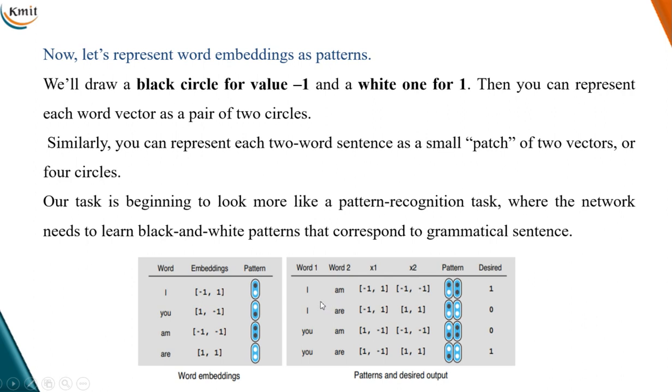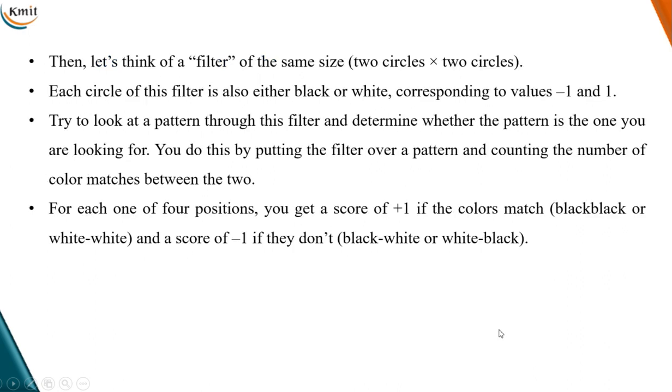As you can see, the first sentence, I am, and the last sentence, you are, are grammatically correct, so we have an output of 1 for both of them. The second and third cases, I are and you am, are grammatically incorrect, therefore we have an output of 0. This is the desired output. Now let us see how we implement this.